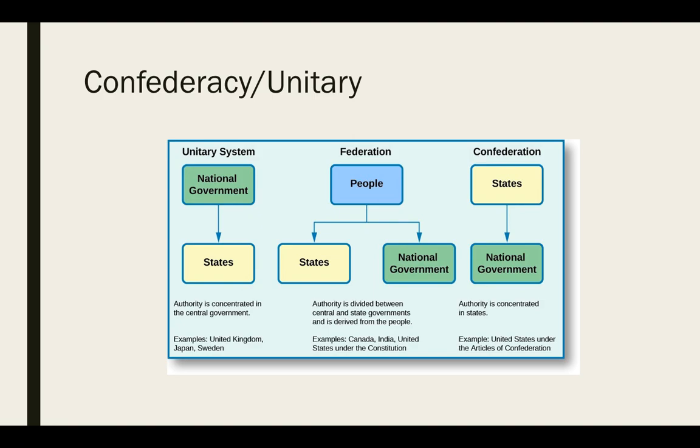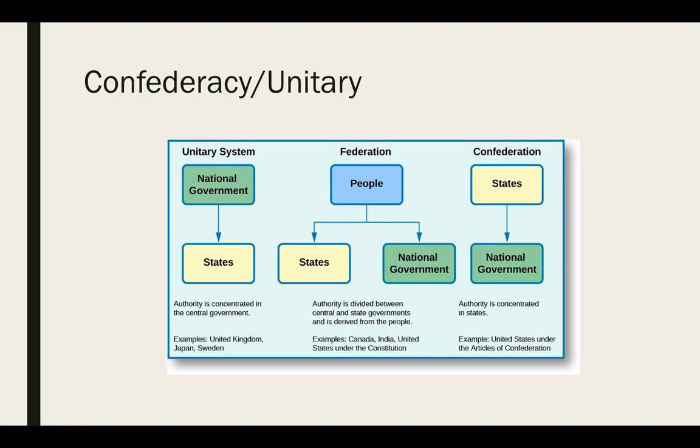That in the center, the federal government, like what we have, the authority is divided between a central and state governments, and they get their powers from the people, this idea of popular sovereignty. So the people give their consent to the states, and the people give their consent to the national government. So the state government and the national government get their powers from the people. Under the Articles of Confederation, the national government got its powers from the states.